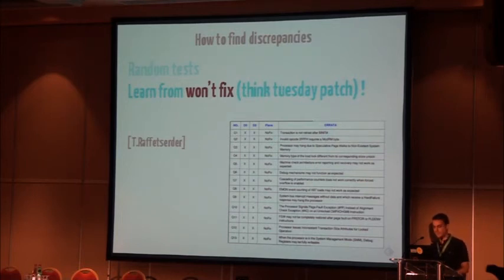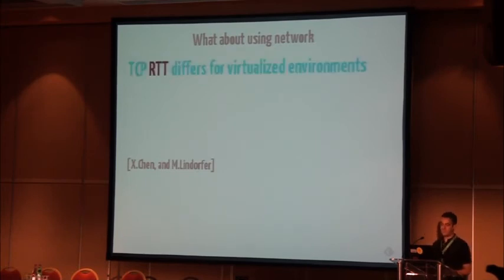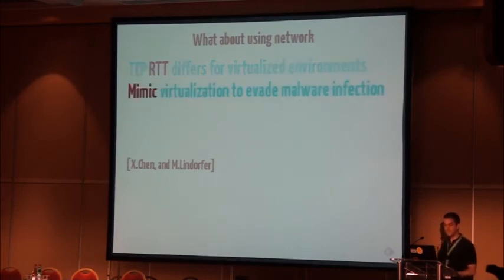I spoke about using the CPU to find discrepancies. I spoke about device names and resource discrepancies. What about using the network? When you send a TCP packet, the round trip time will differ for a virtualized environment and one without, because you will have another stack of IPs to go through. So you have a difference. I won't put it here because I don't have the time. You can also mimic virtualization to evade malware infection, meaning that I'm on my real OS and I don't want malware to infect my machine. So what will I do? I will copy the virtual environment discrepancies and put them on my machine, such that when a malware comes, it thinks it's virtualized, and it will just adopt the clean behavior and not infect my machine.